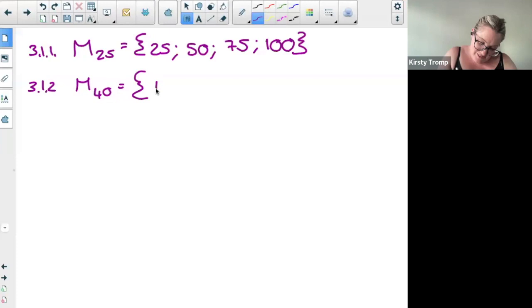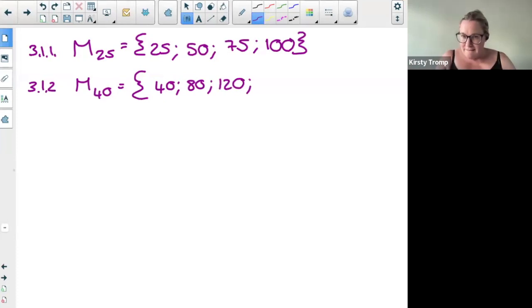40 times 1 is 40. Well done. 40 times 2 is 80. Well done. 40 times 3. You got this, come on. 40 times 3 is 120. That's right, well done. 40 times 4 is 160. Rock star, well done. And how many did you have to do? You had to do 4, hey? Yes. So you need to stop. Well done. Thanks, Nkuli.